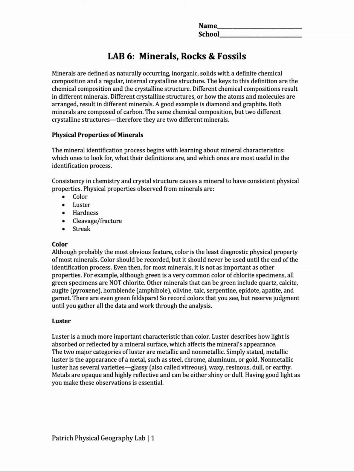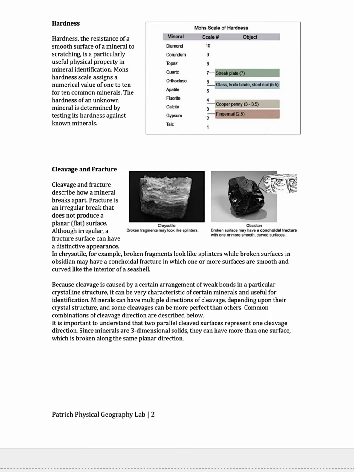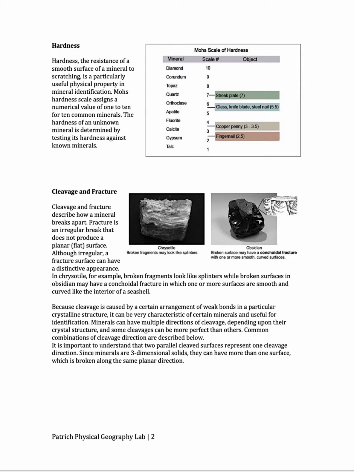The next thing that we can look at will be the hardness. How hard is the specimen? We use the Mohs hardness scale, 1 being talc, 10 being diamond. This spectrum allows us to understand the differences between two samples. So what we'll do is have a hardness scale in hand.